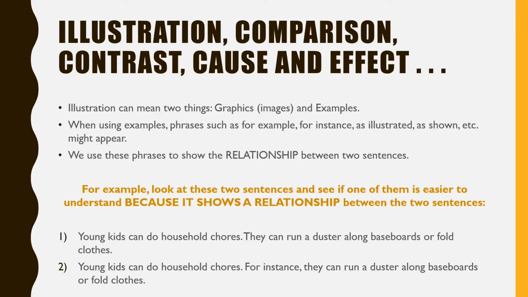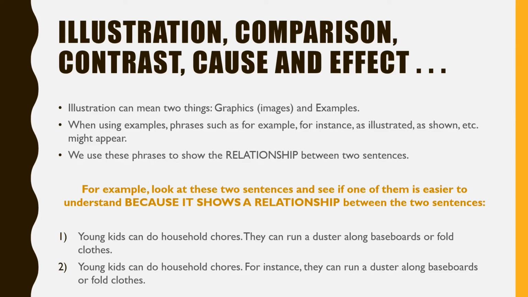Another way to help understand what you're reading is through illustration, comparison, contrast, and cause and effect. Illustration can mean two things: graphics, which are images, and examples. When using examples, phrases such as for example, for instance, as illustrated, as shown, and so forth might appear. We use these phrases to show the relationship between the two sentences. For example, look at these two sentences and see if one of them is easier to understand because it shows a relationship between the two sentences.